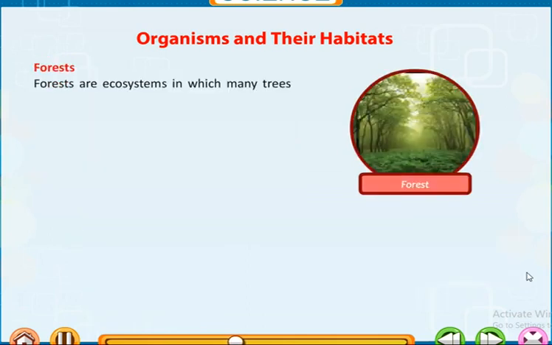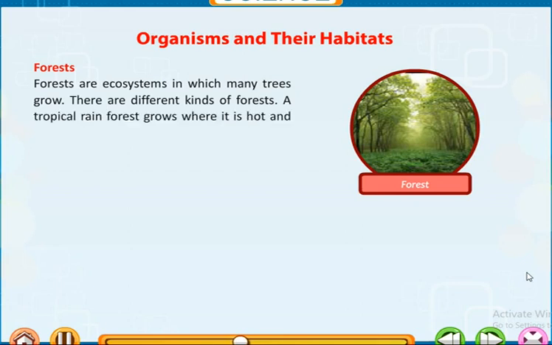Forests. Forests are ecosystems in which many trees grow. There are different kinds of forests. A tropical rainforest grows where it is hot and wet all year.